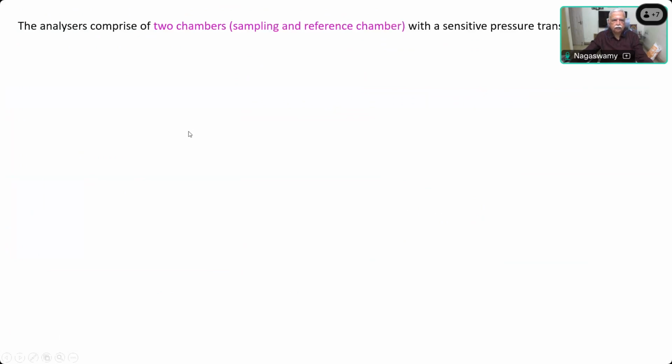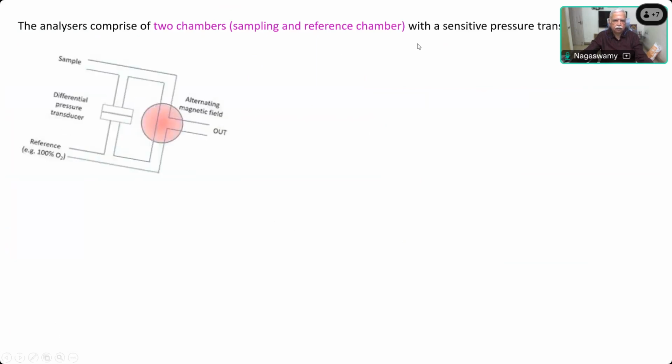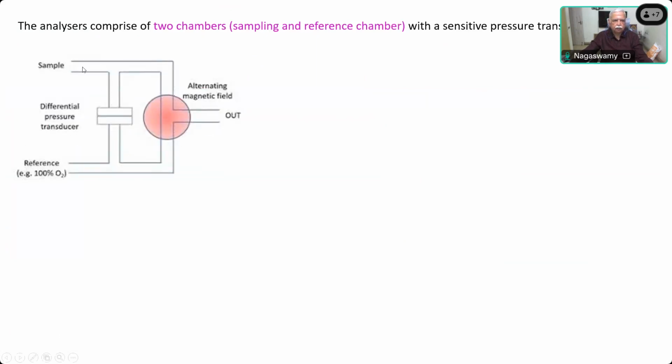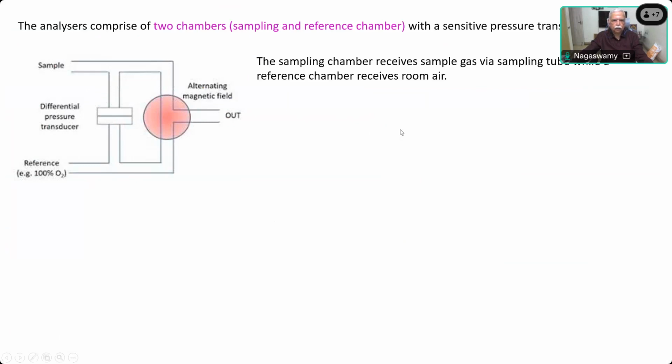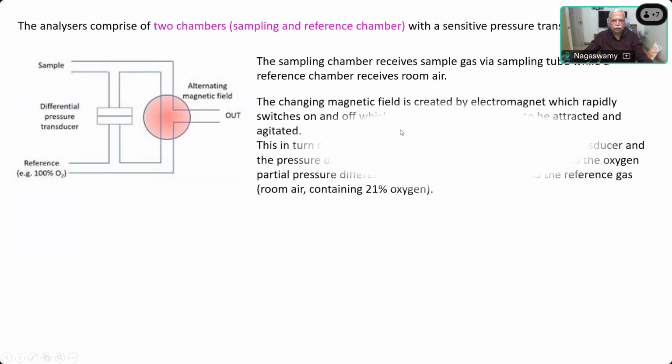Now the analyzers comprise two chambers, a sampling and a reference chamber, with a sensitive pressure transducer in between. So this is the sample line, this is the reference line, and you have a differential pressure transducer depending upon the sample line oxygen content. You have the alternating magnetic field outside, and the voltage created here will be transmitted to show the amount of oxygen that is present in the sample.